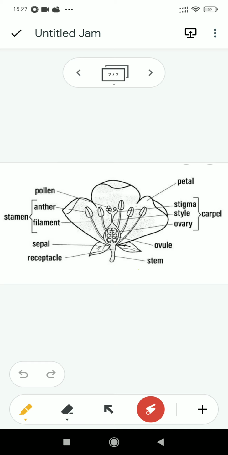And this is how the pollination takes place.